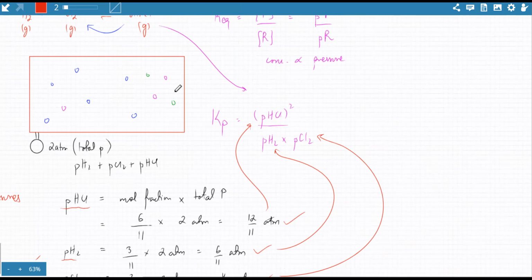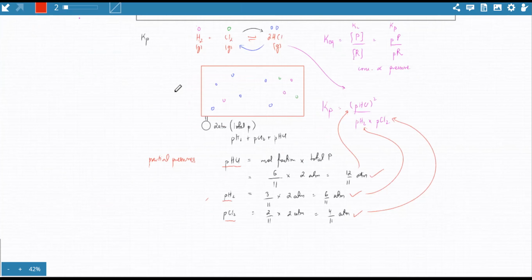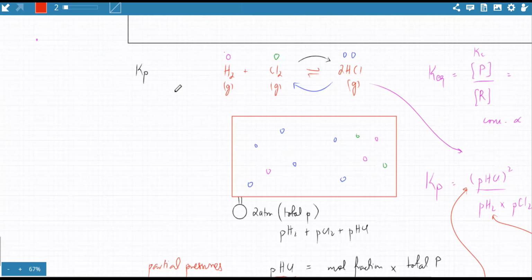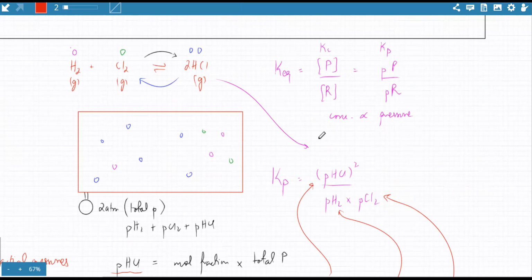We did this in AS, Kp and Kc: whenever you have a reaction at equilibrium, it's either the concentration of the products divided by the reactants or the pressure of the products divided by the reactants. Abu Huraira, is this clear? Yes yes. By the way, the formula is HCl squared divided by Cl2 and H2. So pressure of HCl squared divided by pressure of H2 multiplied by pressure of Cl2.